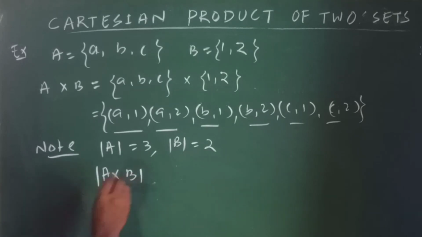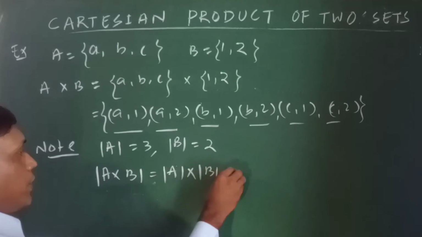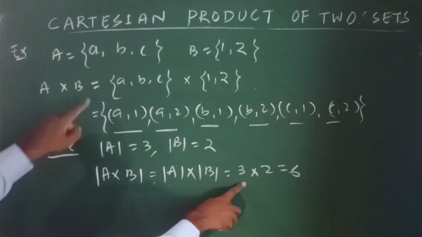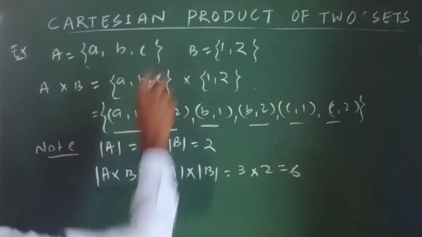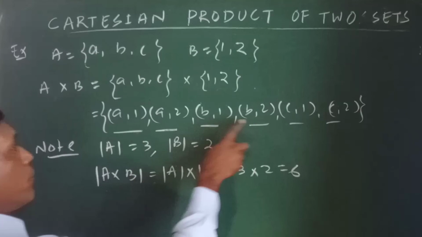Students, the cardinality of A cross B is equal to the cardinality of A into the cardinality of B. 3 into 2 is equal to 6. So there are 3 elements in A and 2 elements in B, and the number of elements in A cross B is 6: 1, 2, 3, 4, 5, 6.